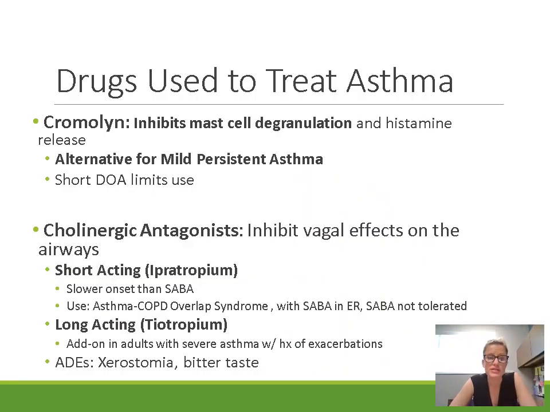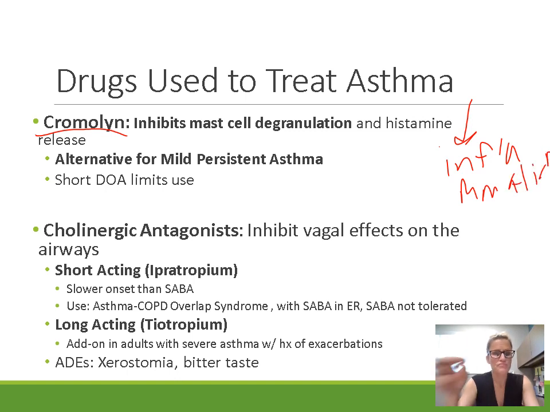Other alternative agents include cromolyn. Cromolyn is a drug that inhibits mast cell degranulation and histamine release, which end up causing inflammation. So by inhibiting these things, this decreases inflammation. Cromolyn is an alternative agent that can be used for mild persistent asthma.